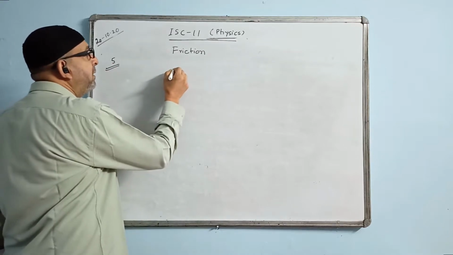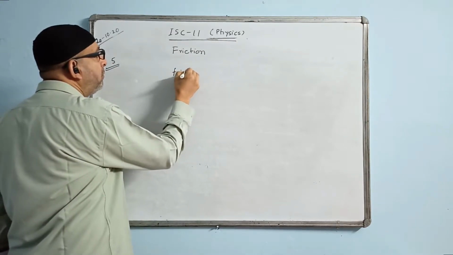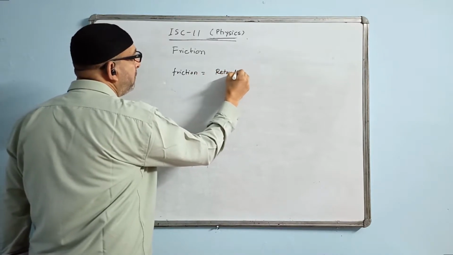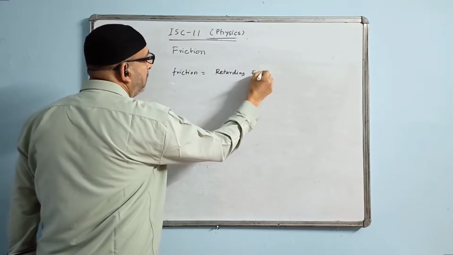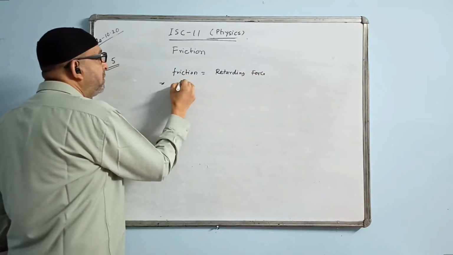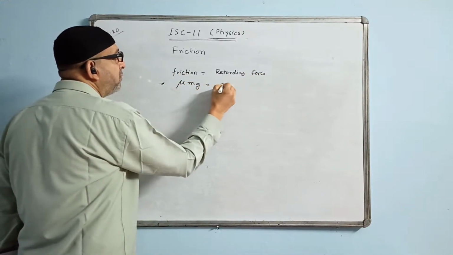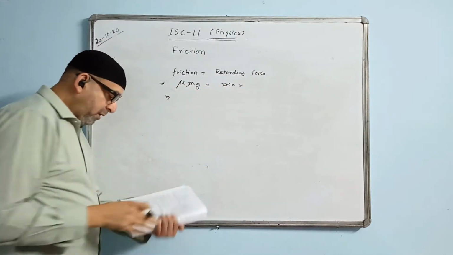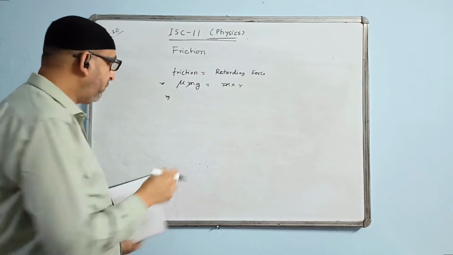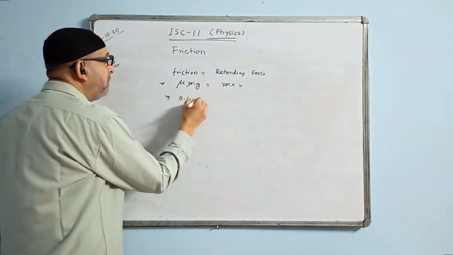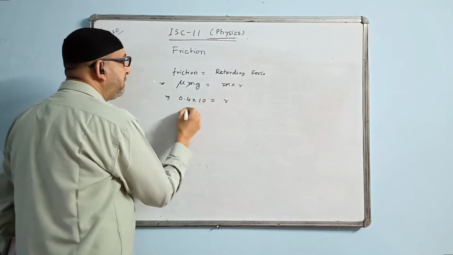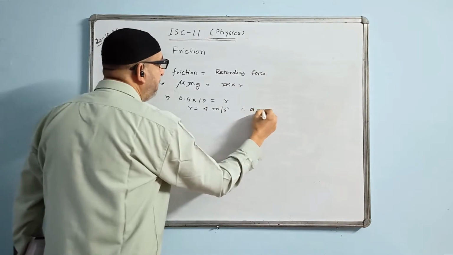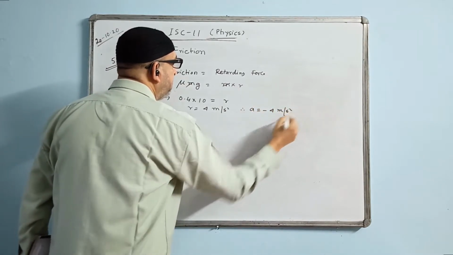That means you will write the same way, friction is equal to retarding force. Friction formula is mu mg. Retarding force formula is m into a. The m value cancels. Mu value is given in the question, 0.4. G value is 10. Retardation is coming 4 meter per second square. Therefore, a value is minus 4 meter per second square.